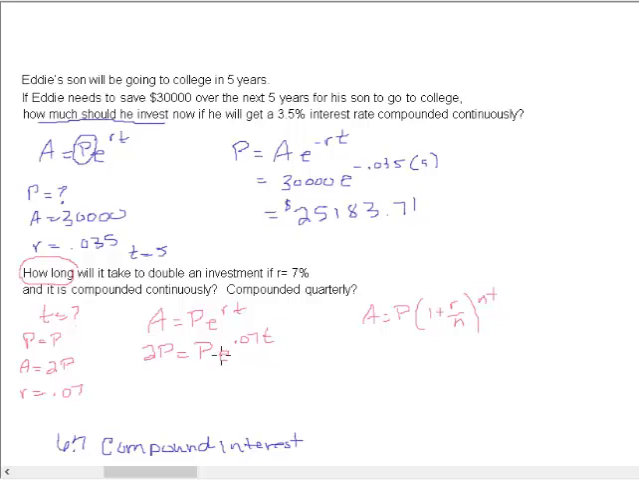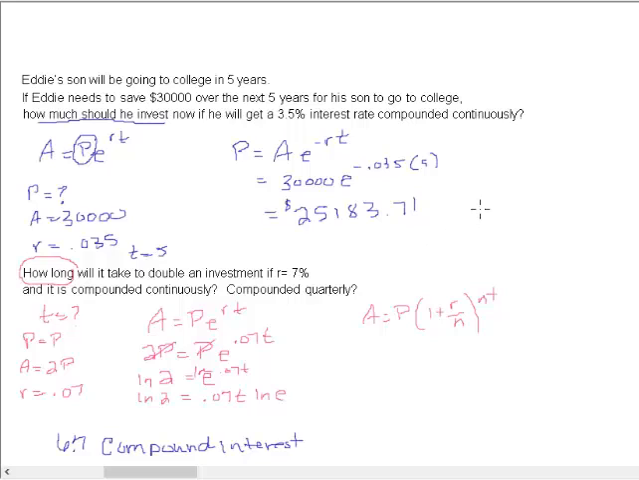Again, it doesn't matter what that investment is because it cancels. So I just have 2 is equal to e to the 0.07t. So now to solve for my unknown, when the unknown is in the exponent, I'm going to apply natural log to both sides, because that means I can bring the exponent down. So that becomes 0.07t times the natural log of e.